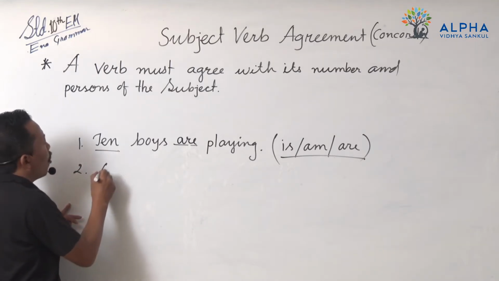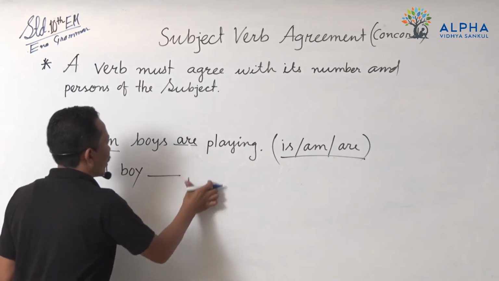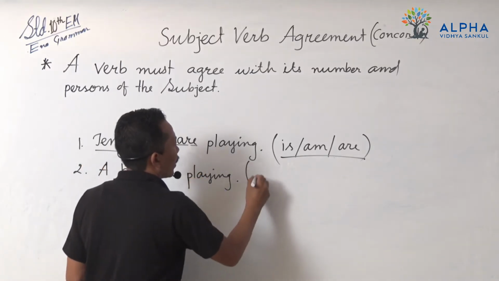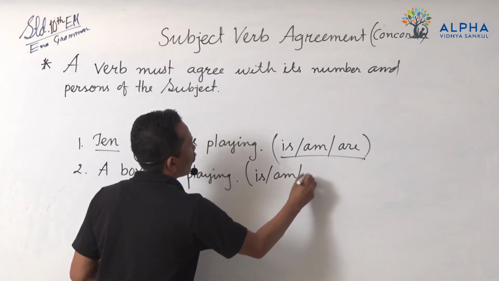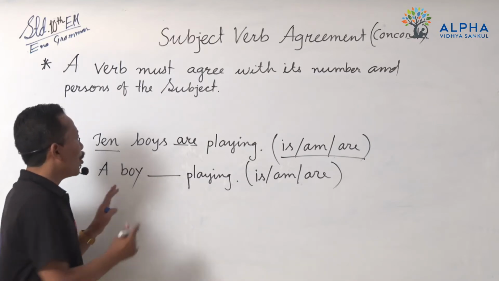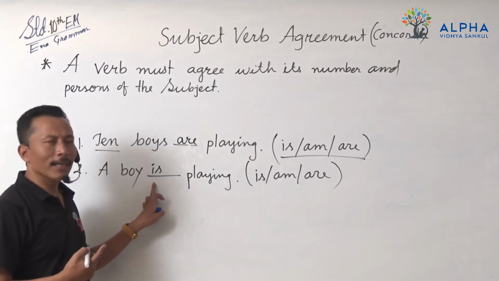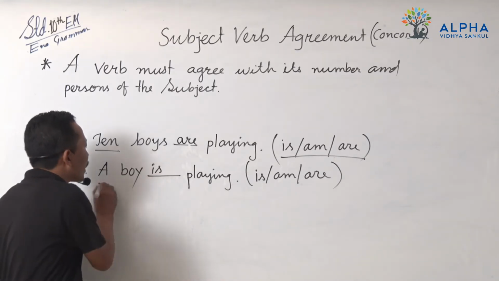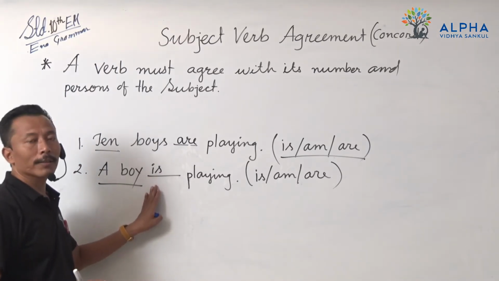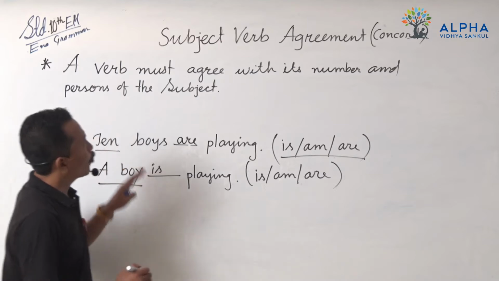If I say a boy, here, students, what will be here? You know the answer. A boy is playing. Why does is come here? Is comes here because the subject is singular, only one. A boy means one boy. That is why it is singular. And this is about number.